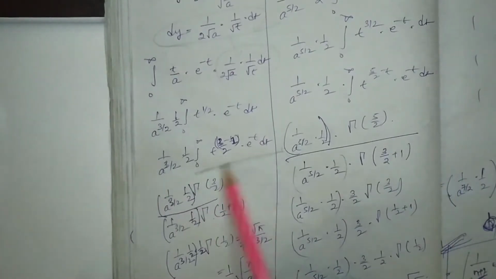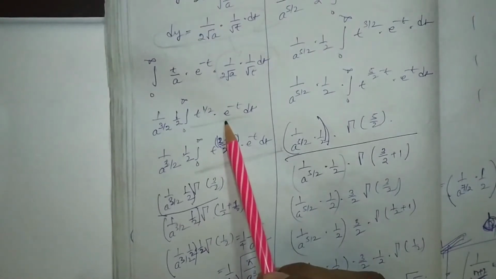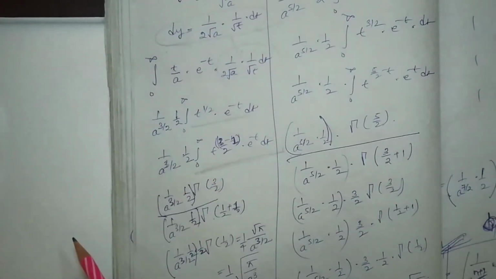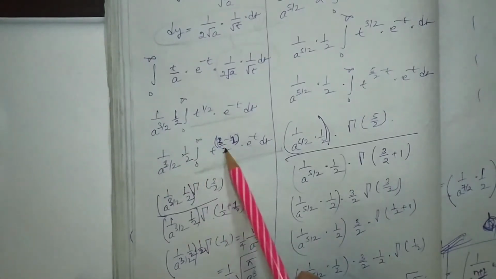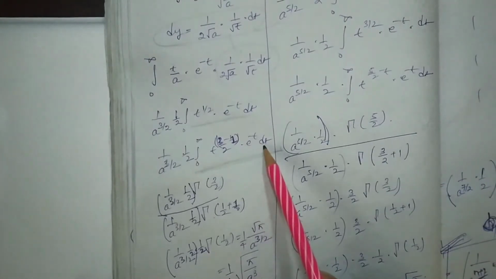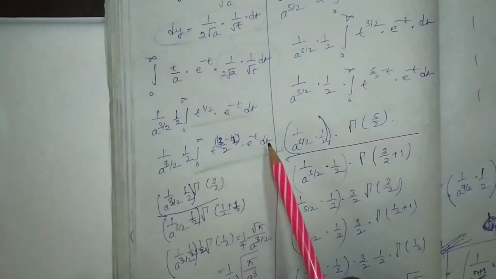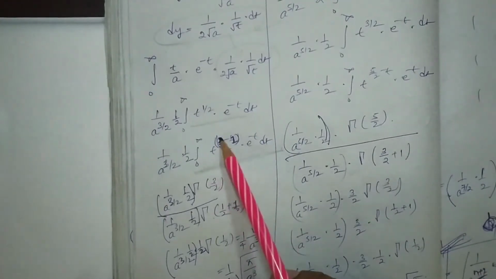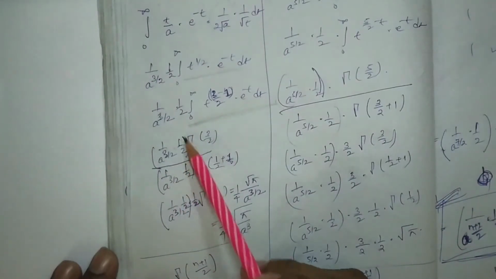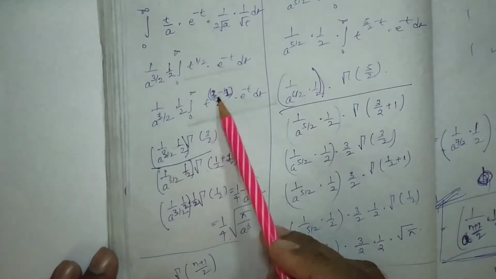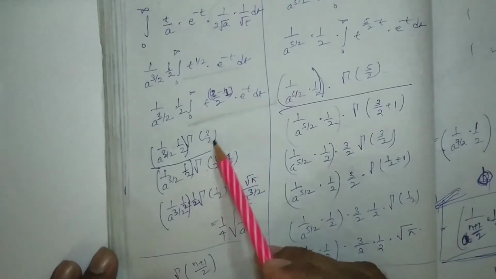So 1 by 2 can be written as 3 by 2 minus 1. So it will be integral 0 to infinity t to the power 3 by 2 minus 1 e to the power minus t dt. Here we know that the integral of e to the power minus t, t to the power n minus 1 dt is nothing but gamma n. So we found 1 by a to the 3 by 2 into 1 by 2 into gamma of 3 by 2.